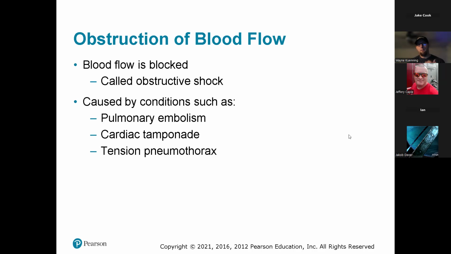Obstructive shock is caused by big embolisms, saddle pulmonary embolisms, cardiac tamponade or tension pneumothorax. I like to teach people obstructive shock is pressure shock. Because you think about it, you're putting outward pressure on the heart or the lungs, or completely obstructing the blood flow, and the most common place for that is the saddle junction of the pulmonary arteries.